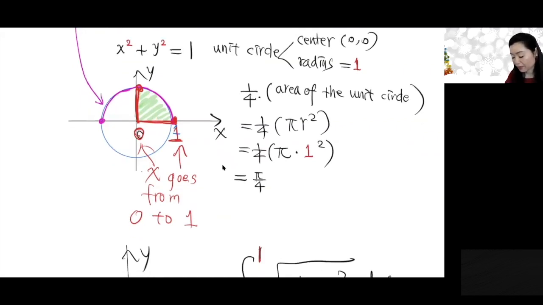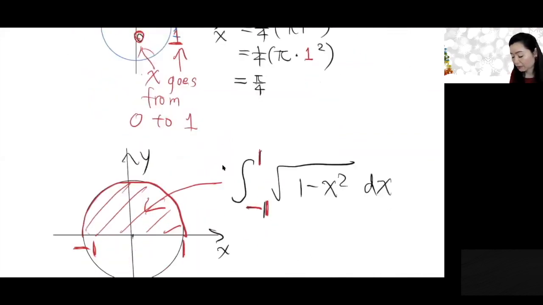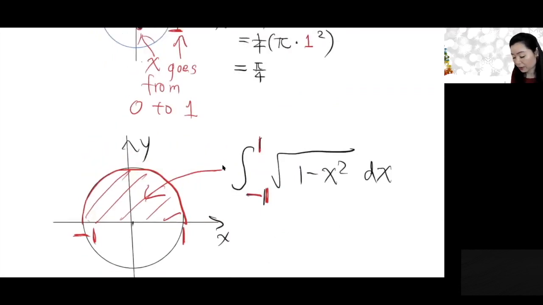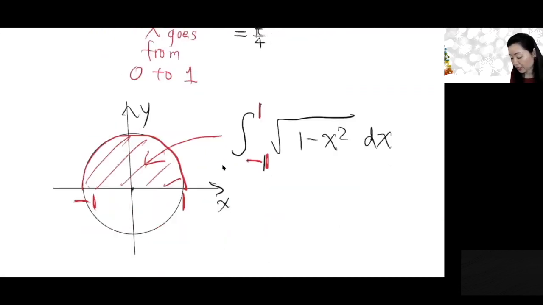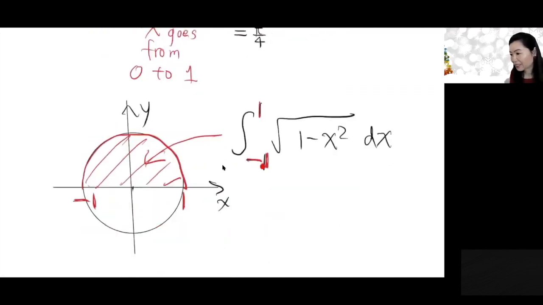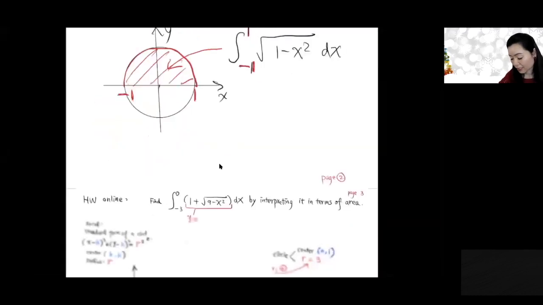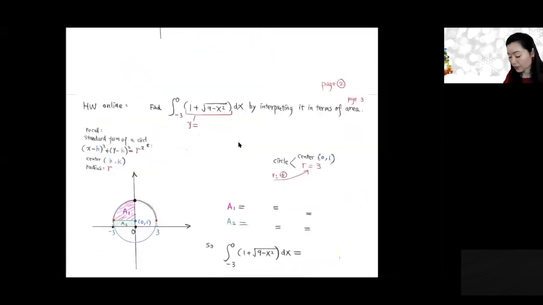What if a student asks, what about for this integral? Instead of x going from 0 to 1, x over here goes from -1 to 1. So that will correspond to this half circle, okay? X goes from -1 to 1. So that's the area of this half circle right here. Okay, next one. This one here, I'm going to help you with the homework online, okay?